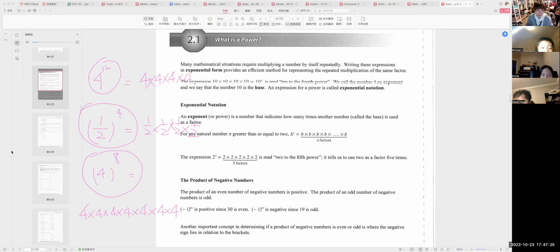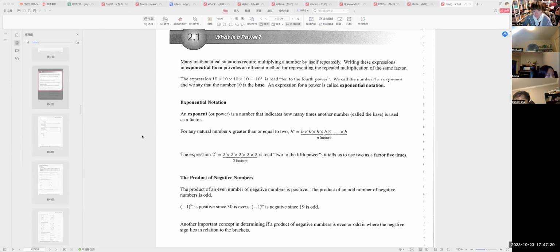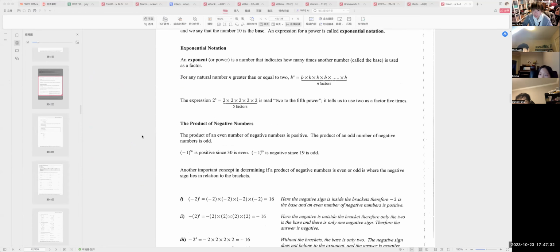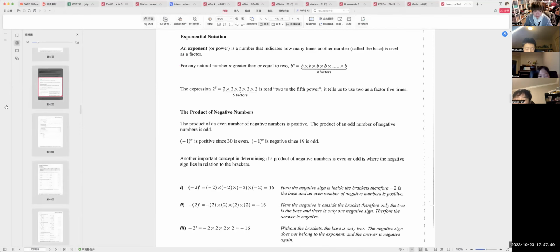Okay, good job. So now let's take a look at the next one. The product of a negative number. If we have a negative number times itself for so many times, Emma, is it the same thing or not the same thing? I'm guessing not the same thing. Okay, let me just show you.